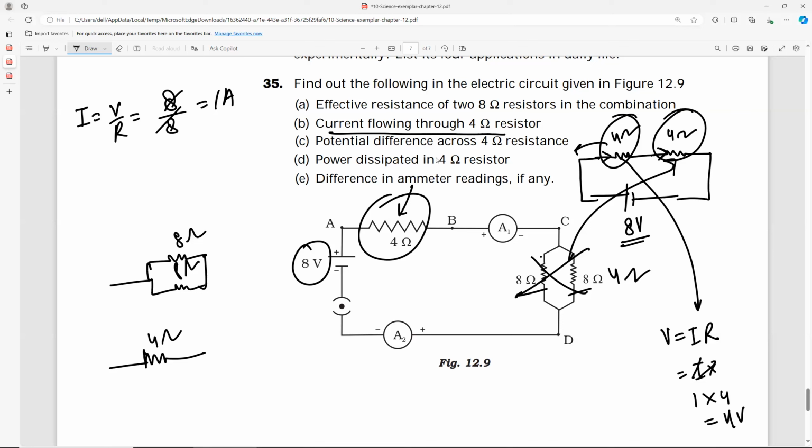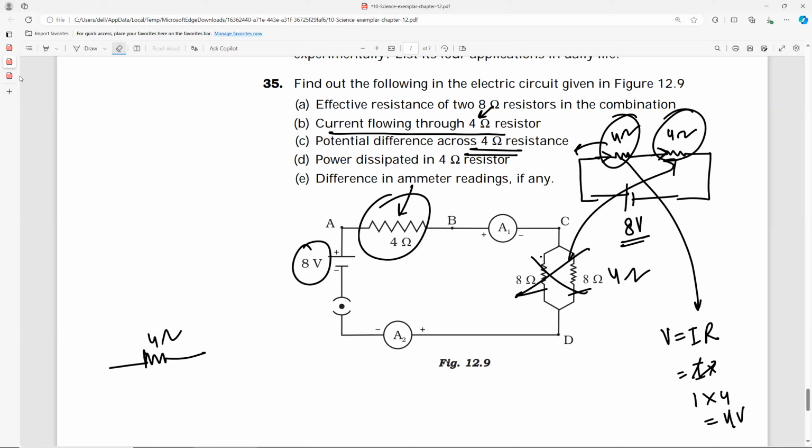Yes, sir. Next, the potential difference across the 4 ohm resistor. We have done this one. The current through the 4 ohm resistors will be 1 ampere. Let me tell you one thing: when resistors are connected in series, the equivalent current is always taken. We have a question in the NCERT also.